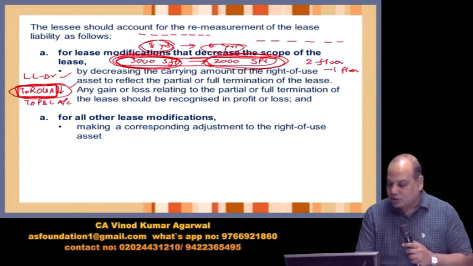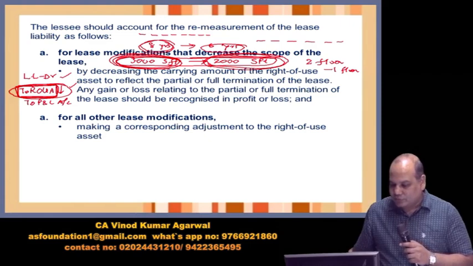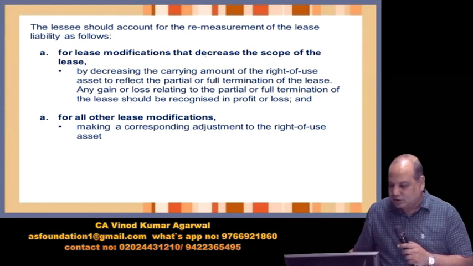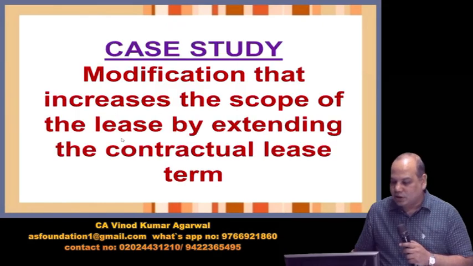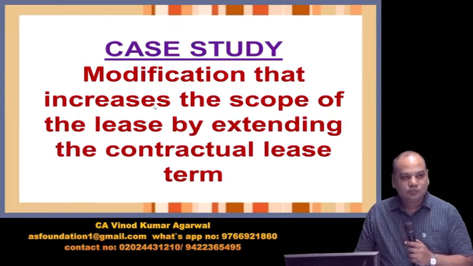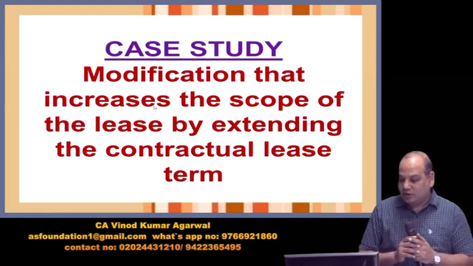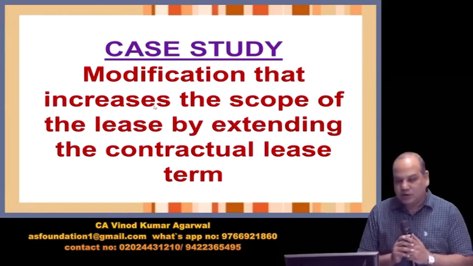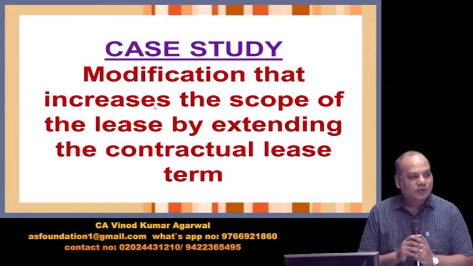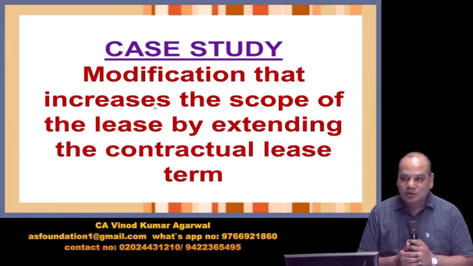And for all other lease modifications, make a corresponding adjustment to the right of use asset. In case of modification other than decrease in the scope, the change in the lease liability will make an adjustment in the right of use asset. Two types of problem we will face now. One where the scope of the lease increases. Second, where the scope of the lease decreases. And how to do the accounting?